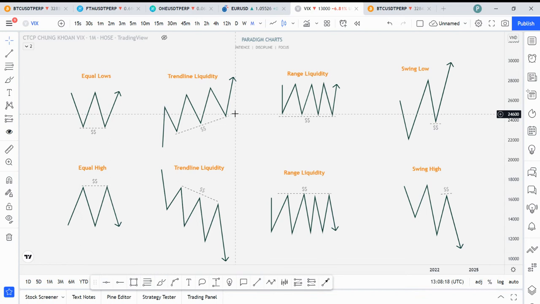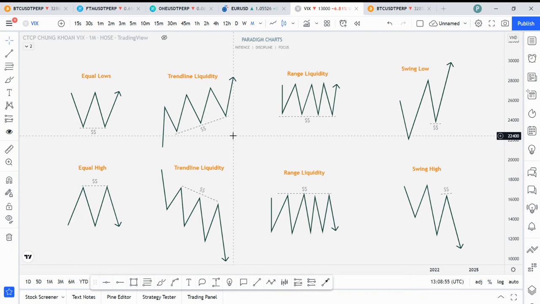Liquidity, in simple terms, is basically resting orders. Resting limit orders. That's what liquidity is. When you are taking a position, when you are placing an order, you want to take a trade, you either go long or you go short. In other words, you are either buying or you are selling. When you are buying, you are going long. When you are selling, you are going short.